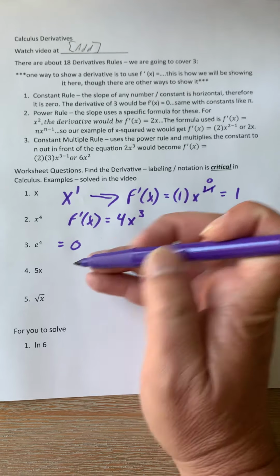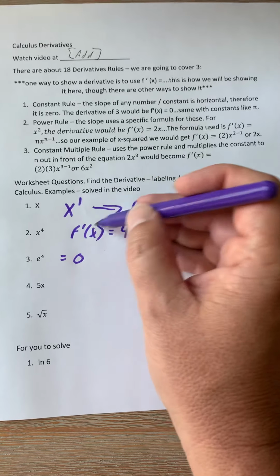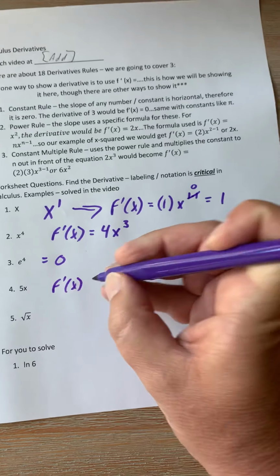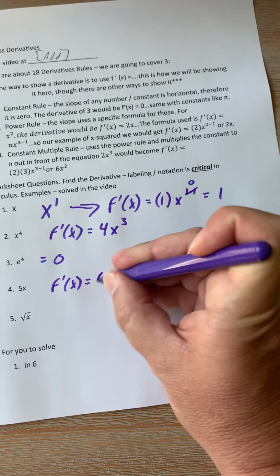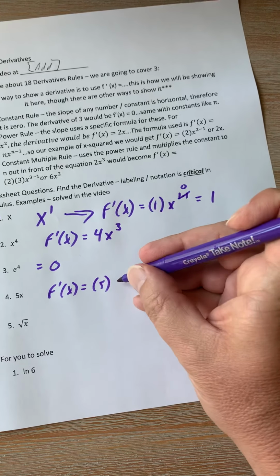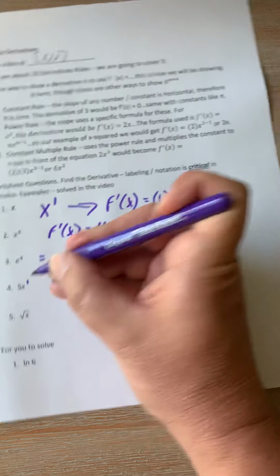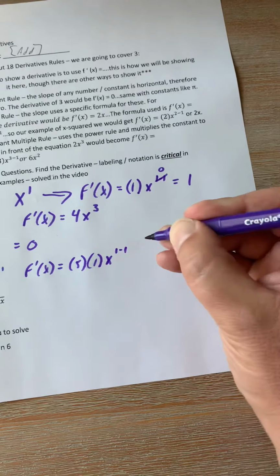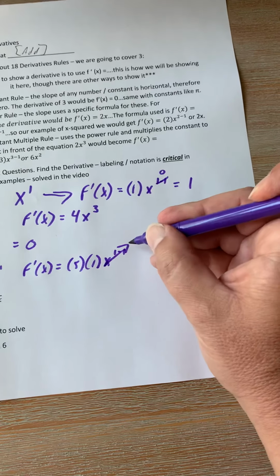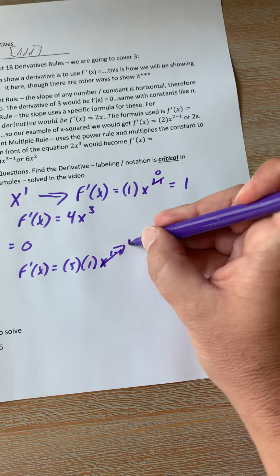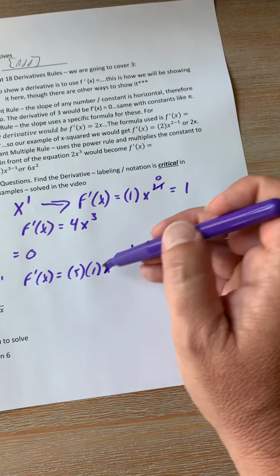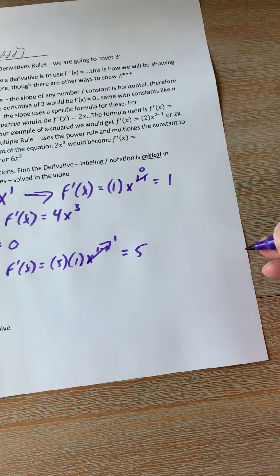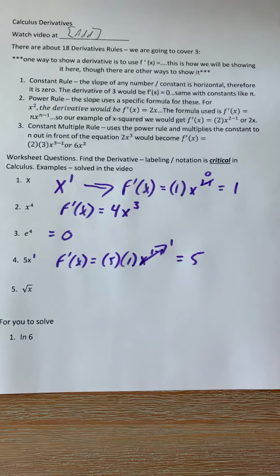5x, once again, this is going to be a constant multiple rule. I'm going to do the same thing I did up here to show you how this is solved using the power rule. And what happens is I put my 5 out in front. This is to the first power, so that would go there. This would be x to the 1 minus 1. That would end up just going away because x to the 0 is going to be a 1. 5 times 1 times 1, and we end up with just 5. So the x goes away on that one. We end up with just a slope of 5.